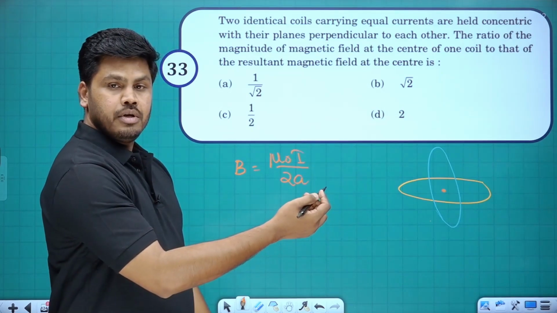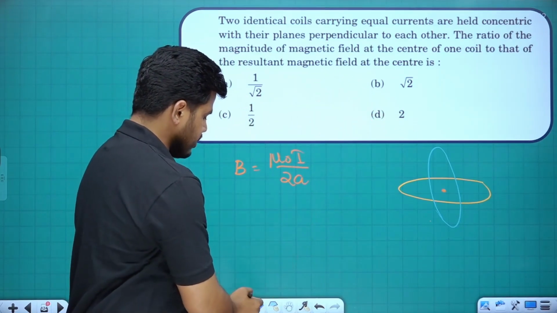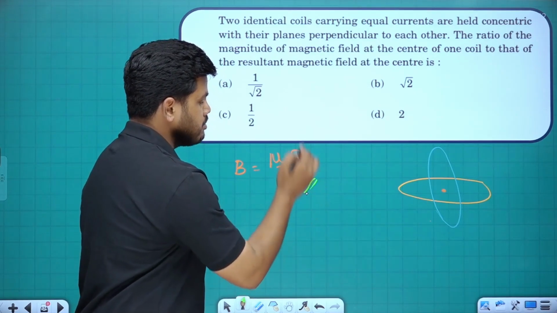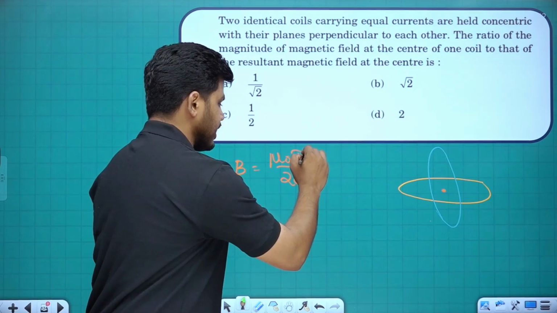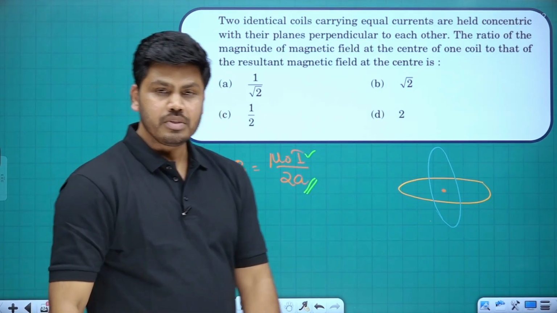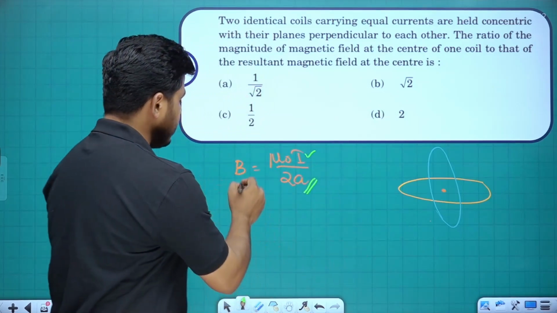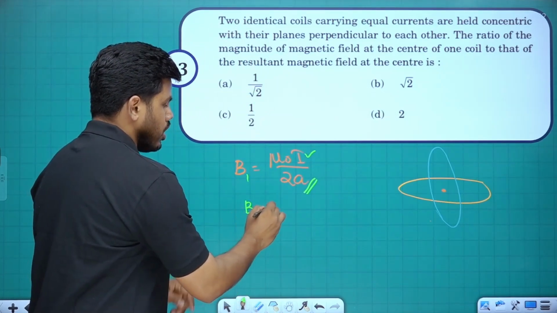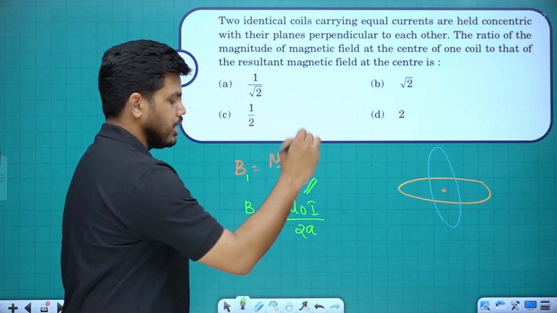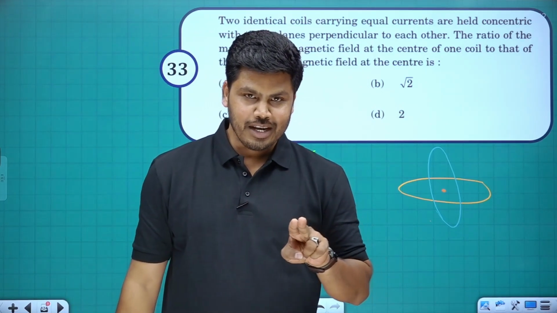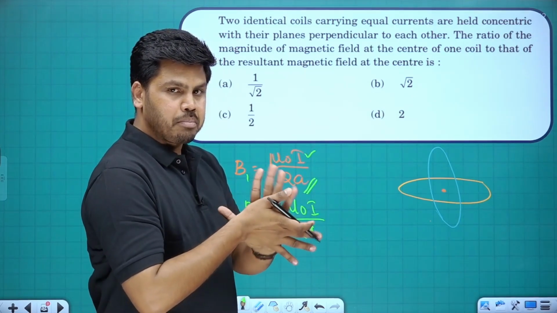We have two loops. Both the loops are identical, in the sense their radii remain the same. Both of them have the same radius. A remains the same; A is the radius of the loop. Both of them carry the same current also, which means both the magnetic fields B1 and B2 are equal in magnitude, right? Mu naught I by 2A. Two identical loops, kept in mutually perpendicular planes.